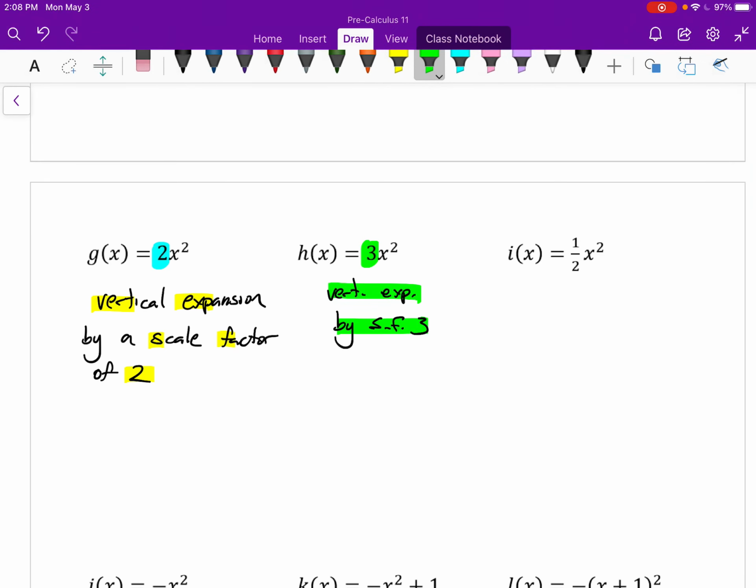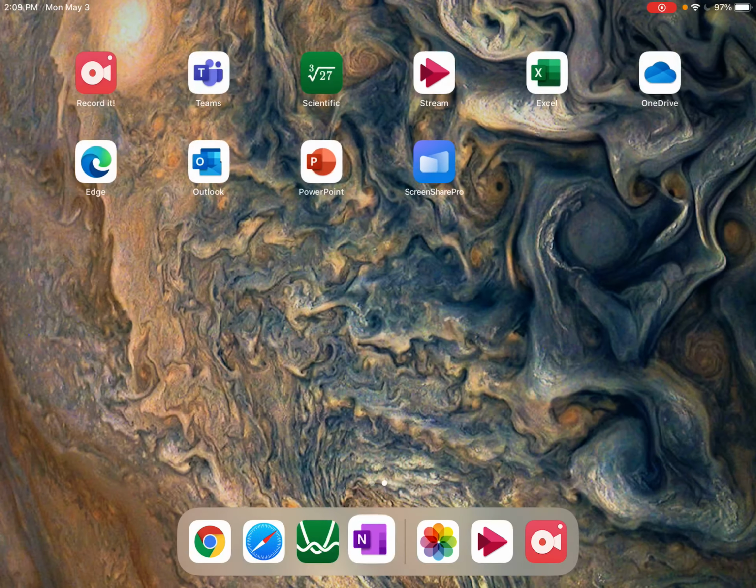And so as you can probably guess, if there's a 1/2 in the front, we call that a vertical stretch by a scale factor of 1/2. But what does that look like? Well, actually, it's going to be what we call vertical compression. Why am I suddenly changing up the word expansion to compression? Because all my y coordinates are going to get smaller. If you multiply a number by 1/2, they get closer to 0. And so in practice, it looks like this.